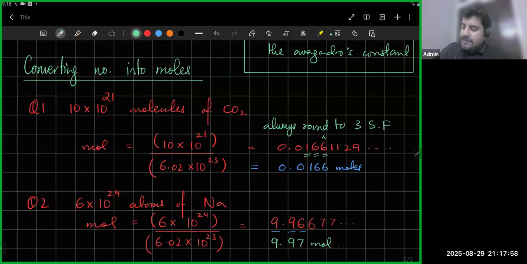Here it's not 3 decimal places, it's 3 significant figures. The first number, the second number, round the third one. The decimal can be wherever it is, we don't care where the decimal is. The first number, the second, the third, round the third one. Is that clear?